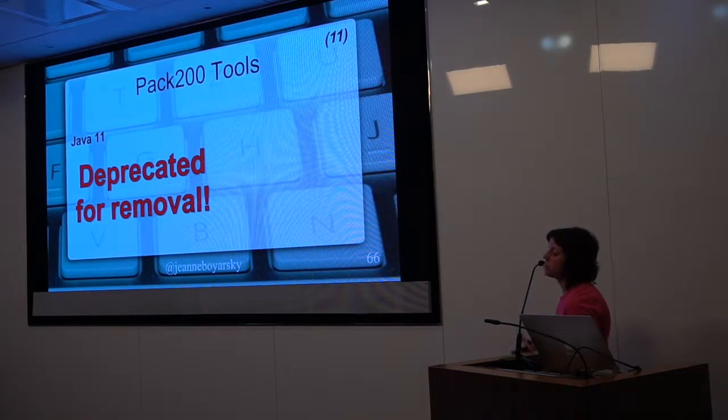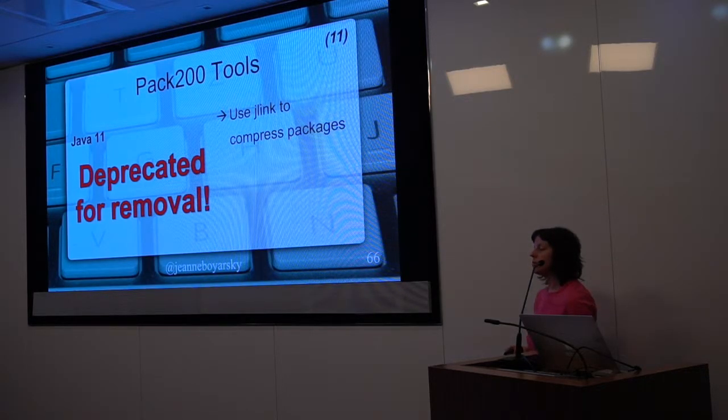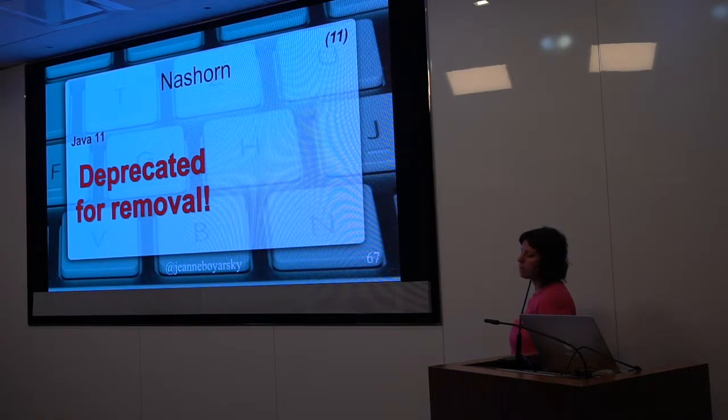Pack200 tools were also deprecated for removal in Java 11. Those were the things where you could create a very concise JDK jar. That's not needed with modules. You can use jlink to just get what you want and even to compress it, so there's no need for it. It makes sense for that to go away over time.